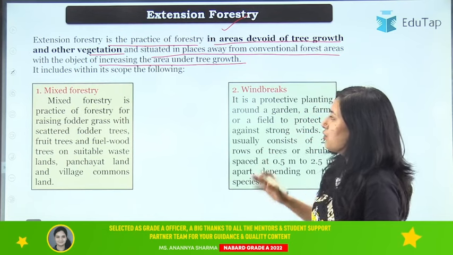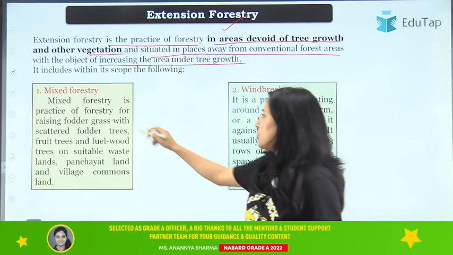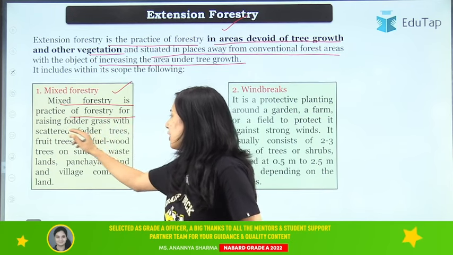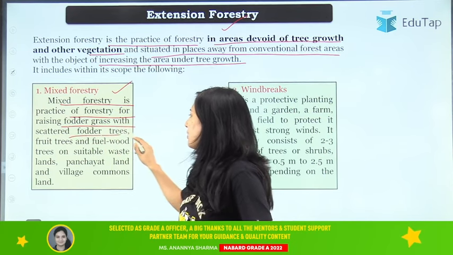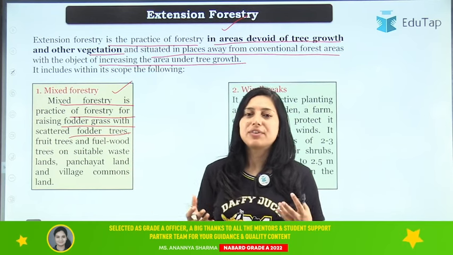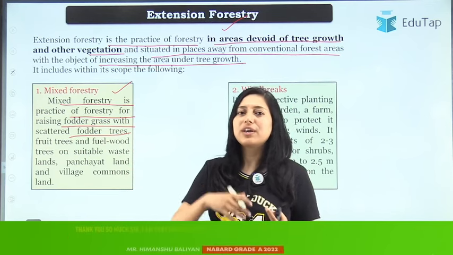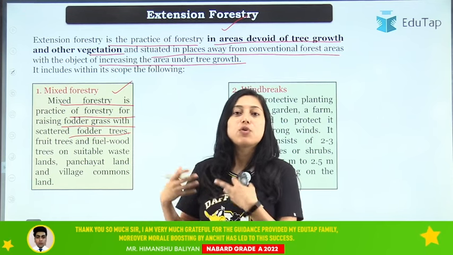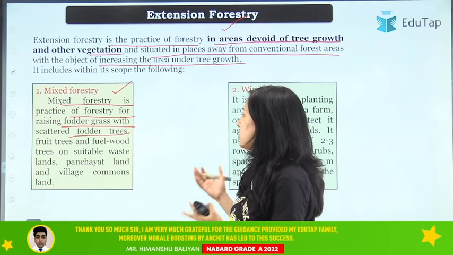Now extension forestry is of different types. See, first is your mixed forestry. Basically mixed forestry is a practice of forestry for raising fodder grass with scattered fodder trees. So in mixed forestry we are mixing; we are growing grasses also, and we are growing trees also. So we are growing fodder grass along with the fodder trees. That is your mixed forestry.